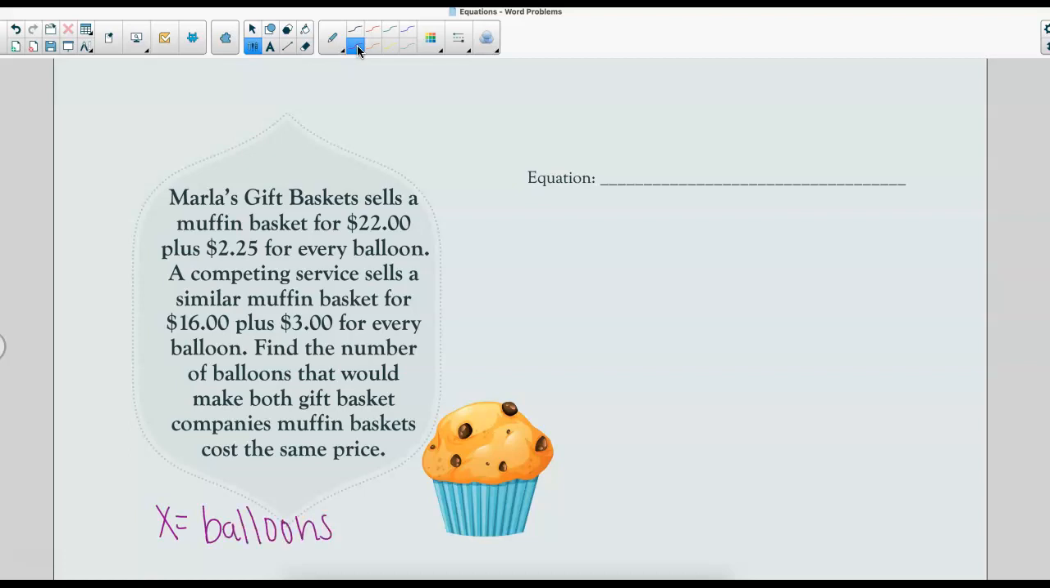What's the equation going to be? Raise your hand if you think you've got it. Sydney. 22 plus 2.25x equals 16 plus 3x. 22 plus 2.25x equals 16 plus 3x. Go ahead and solve it.